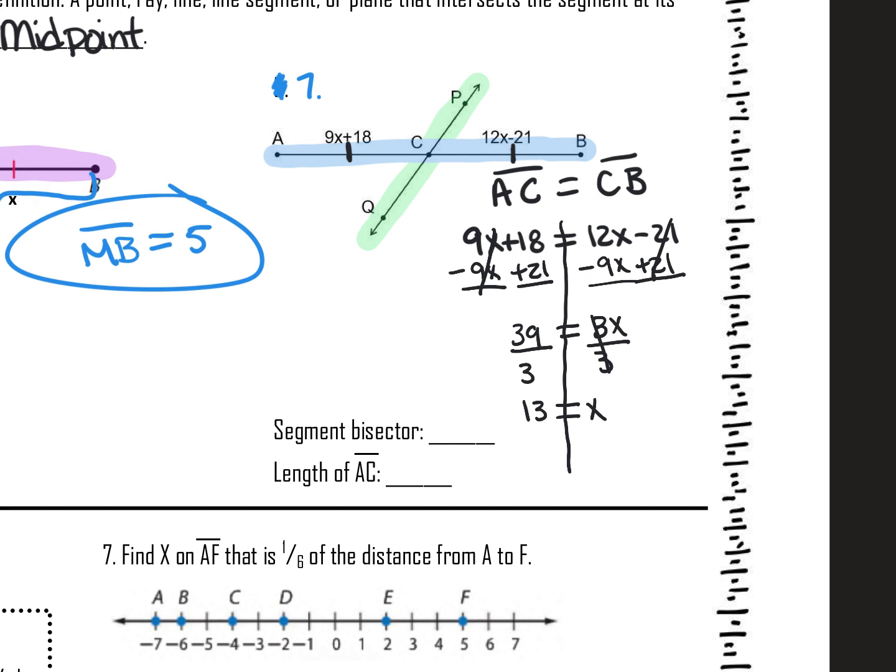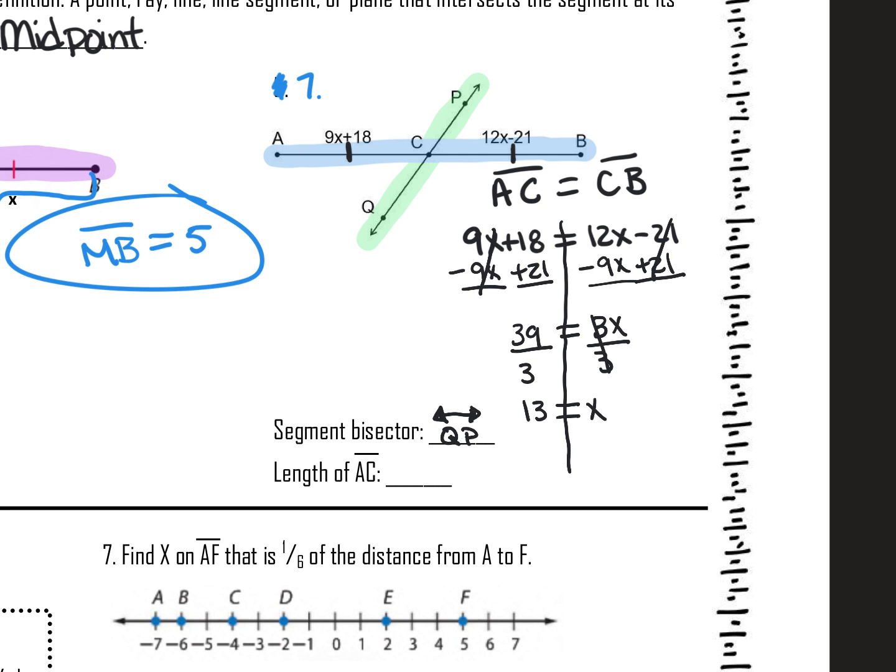It says, what is the segment bisector? All right, my segment is AB because it has 2 endpoints. Now it wants to know what is bisecting it. So what is cutting it? And so we already talked about it, that it is line QP. Line QP.